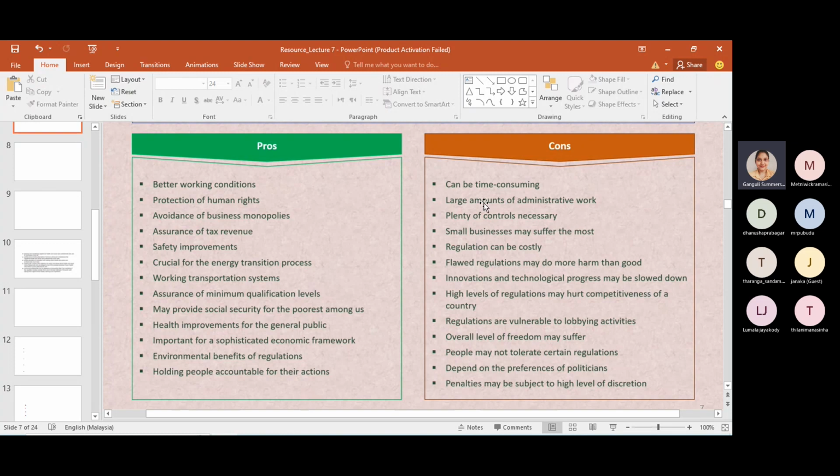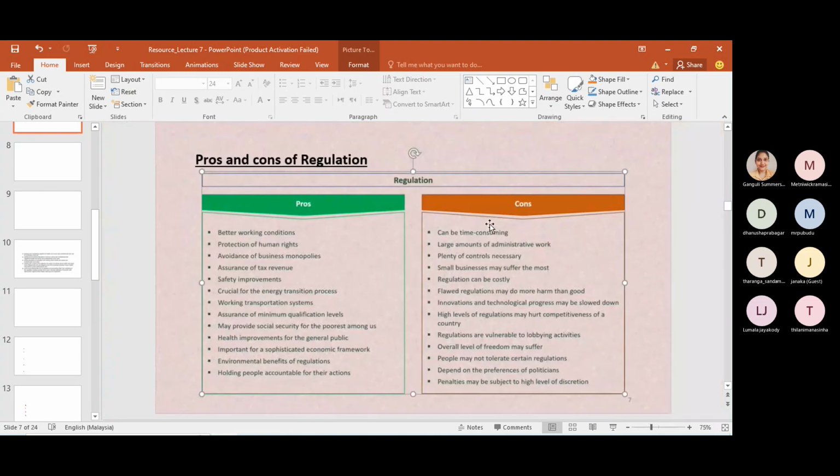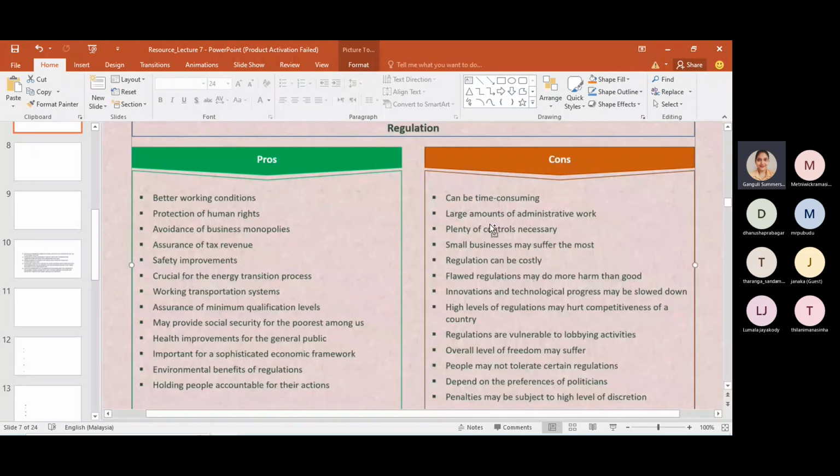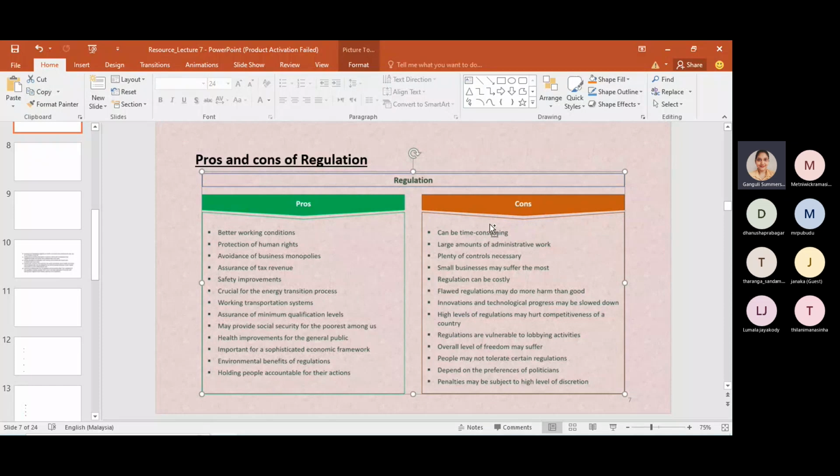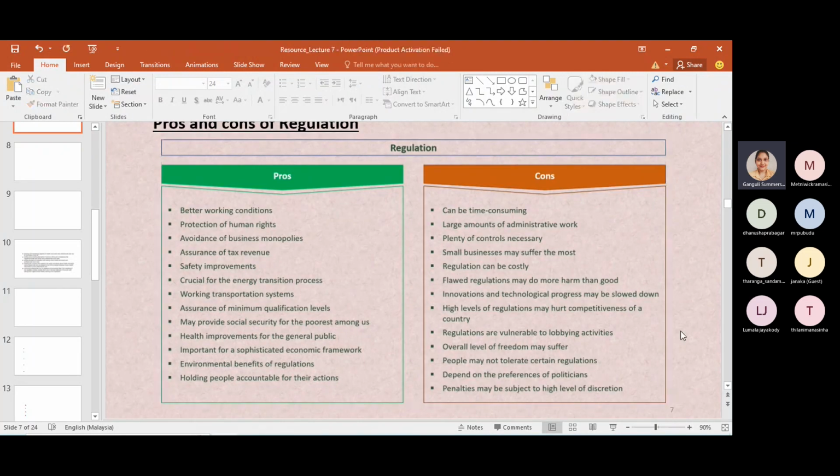Okay, so now we can have a look at the disadvantages, the darker side of regulation. Here in this brown color box you can see the disadvantages of regulation. The first thing is, as I mentioned just a few minutes ago, the regulatory process is a very lengthy process. It's not a short and sweet process, it is a lengthy process. So regulation can be time consuming.